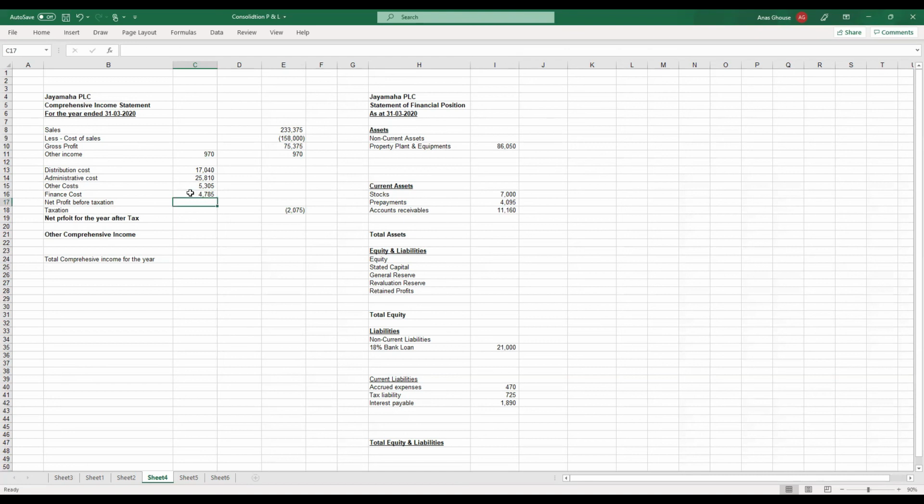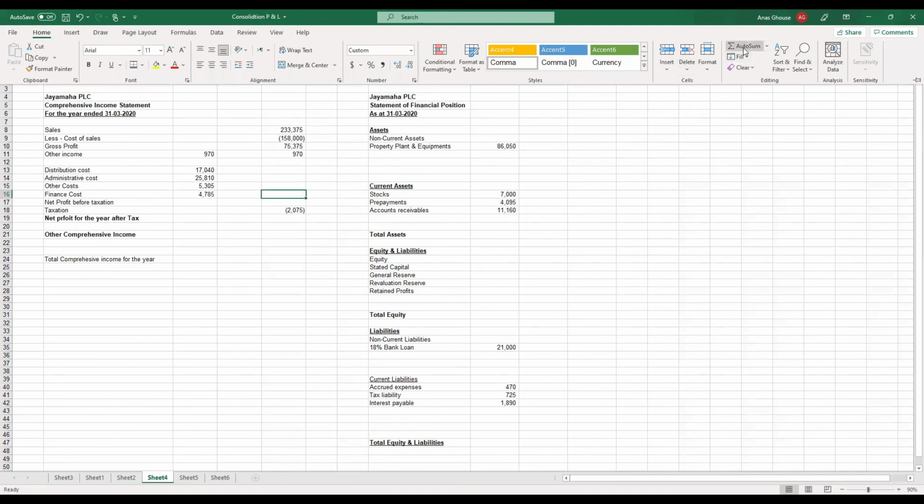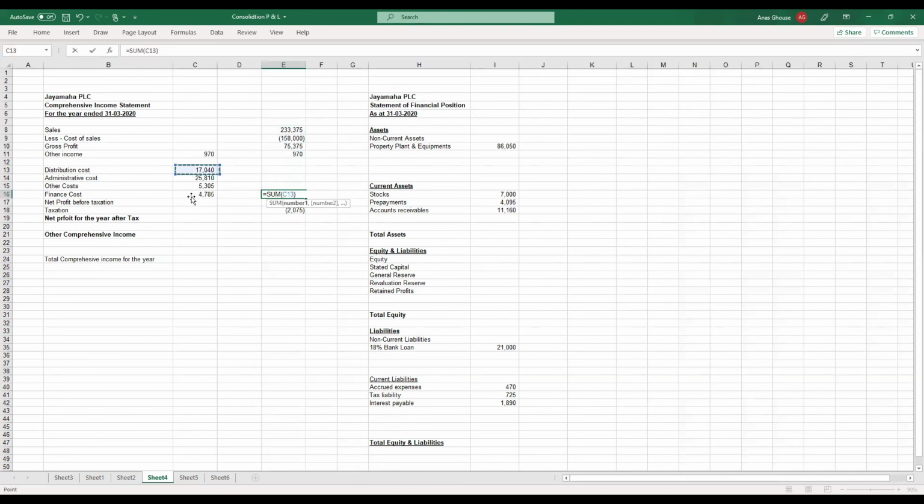So that will be 4,785. So therefore, the total expenses will be how much? 52,940. So this has to be deducted. So we'll take it as a minus figure, 52,940. So net profit before taxation will be how much? Gross profit plus other income minus 52,940. So that will be 23 million.